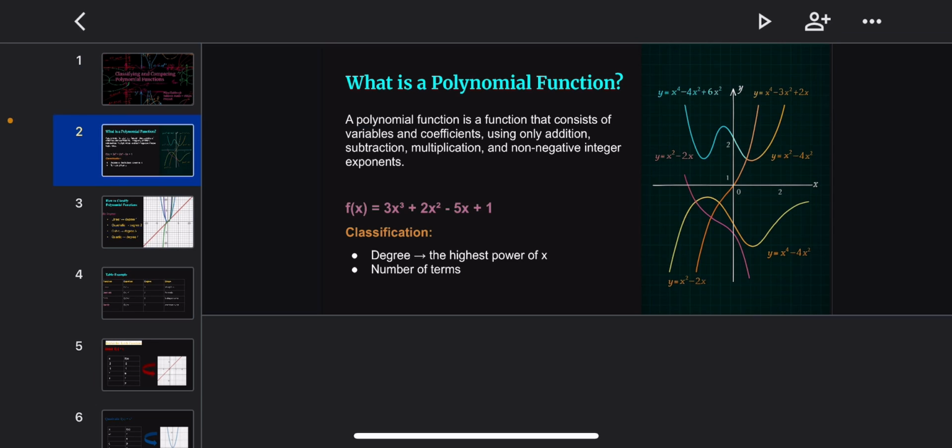The classification of polynomial functions depends on the degree, which is the highest power of x, and the number of terms. In the example above, 3x cubed plus 2x squared minus 5x plus 1, the highest power of x is 3. So this function is a cubic function.